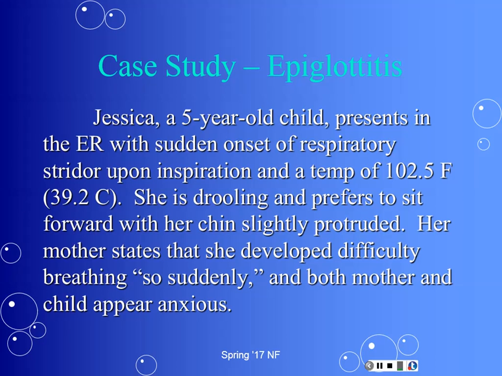So Jessica's 5 years old. Mom brings her to the ER with a sudden onset of respiratory stridor on inspiration, and she's got a temp of 102.5, which is also 39.2. She's drooling and prefers to sit forward with her chin slightly protruded. Her mom states that she developed difficulty breathing so suddenly, and both mom and child appear anxious. These are the kids that come in, they look like they're getting a URI, they lay down, take a nap because they feel bad, they wake up with a sky-high fever and stridor.